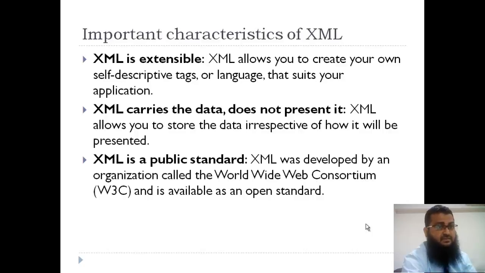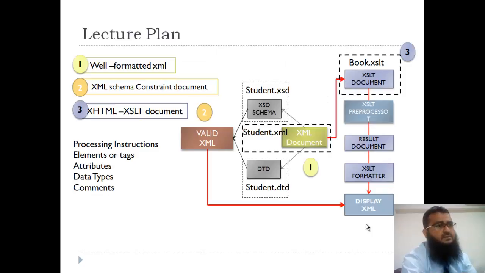One, XML is extensible. It means you can create your own self-descriptive tags or language that suit your application. Second, XML carries the data, it does not present it. XML allows you to store the data irrespective of how it will be presented. Third, XML is a public standard, developed by an organization called the World Wide Web Consortium, and is available as an open standard.